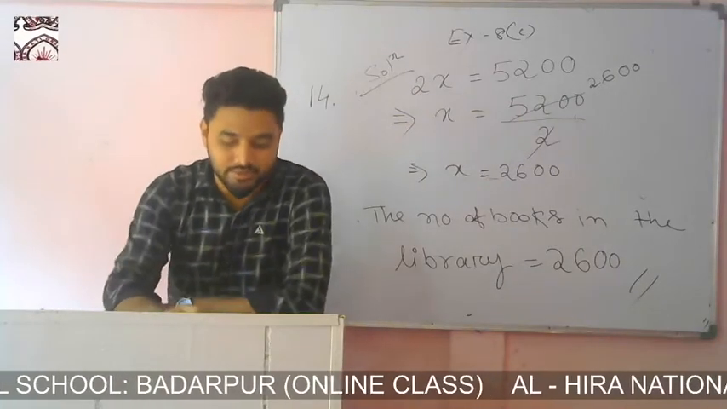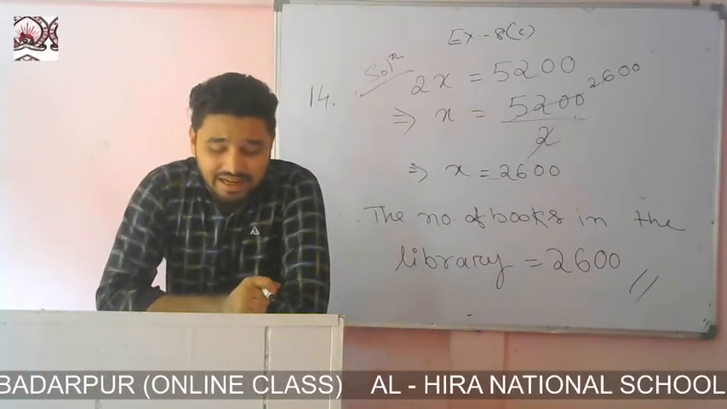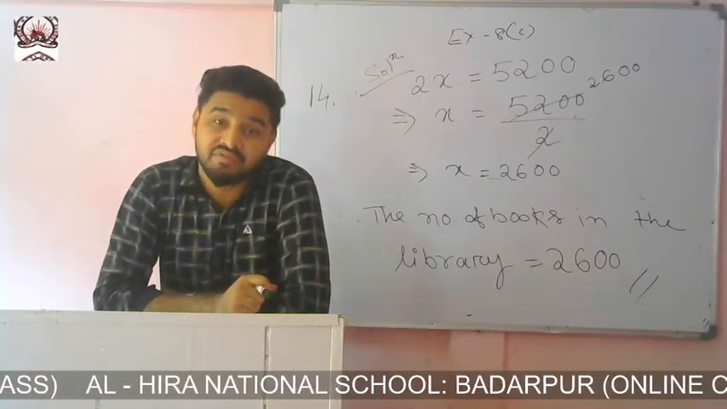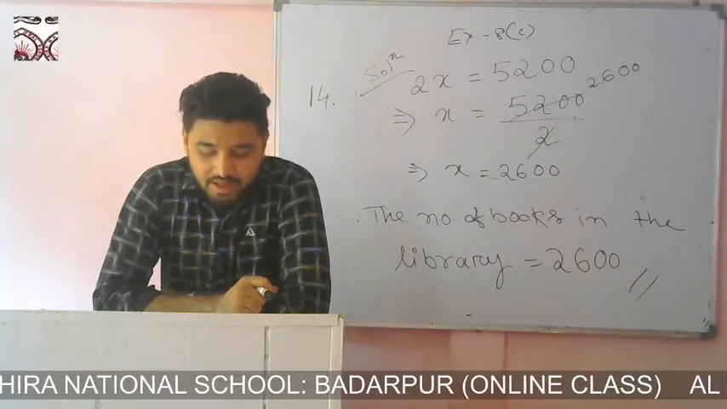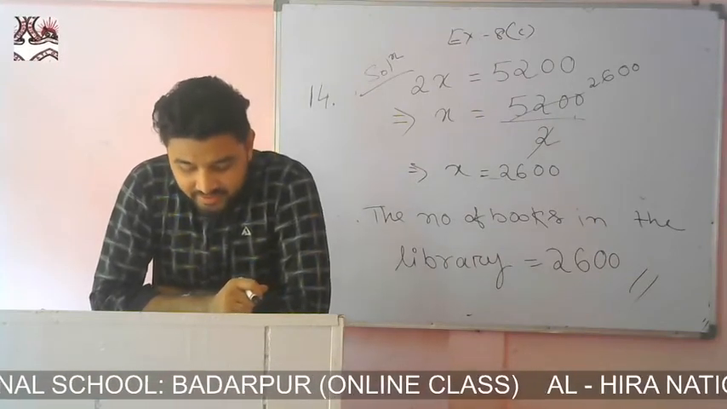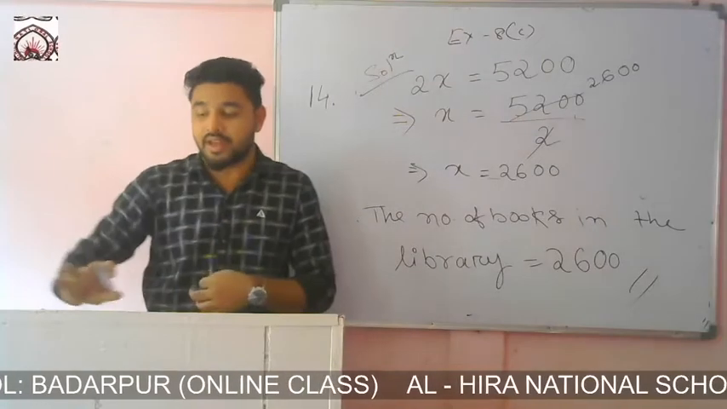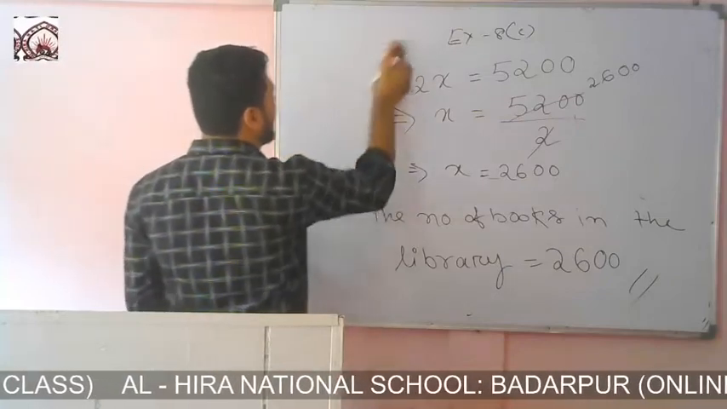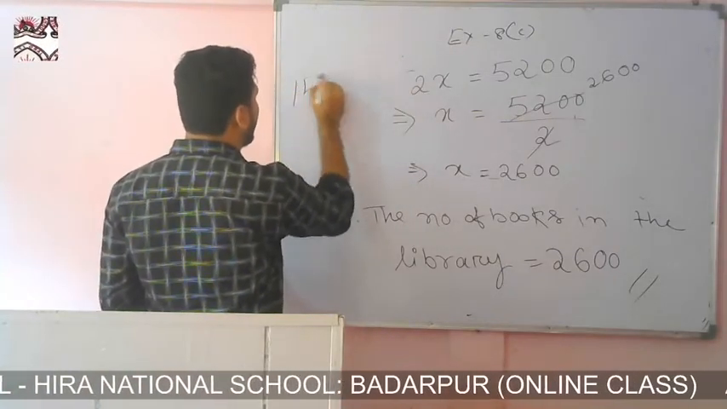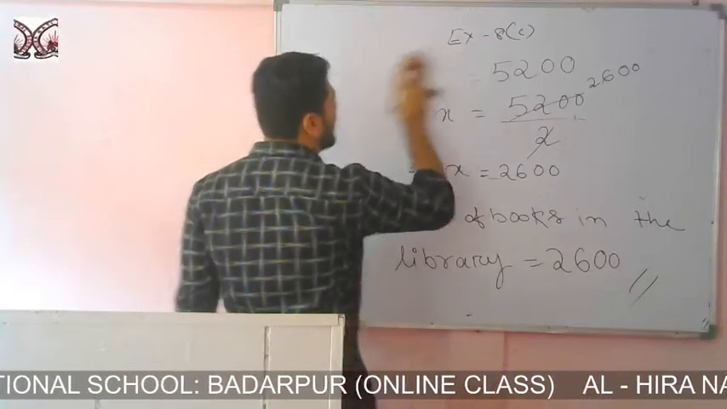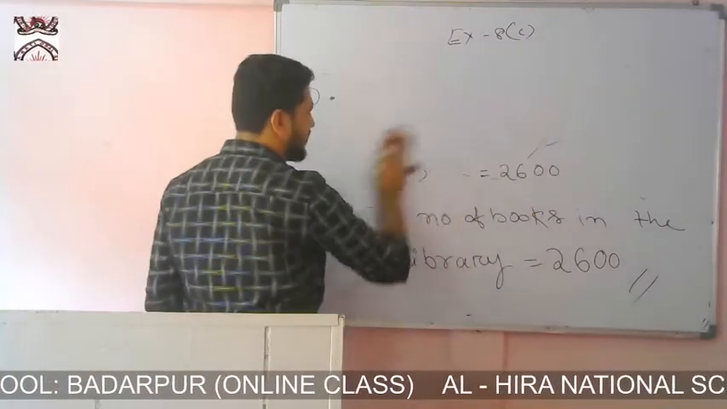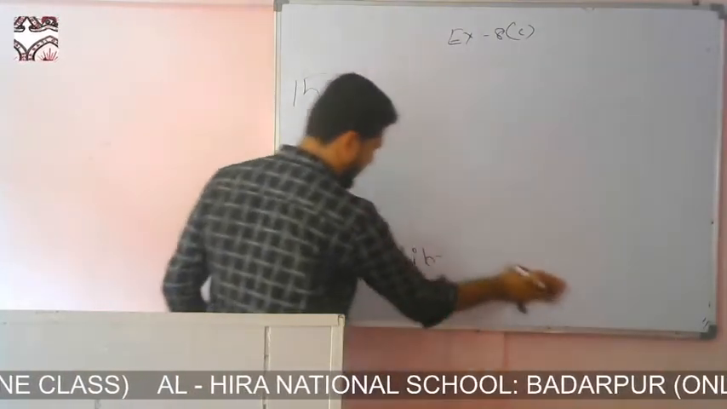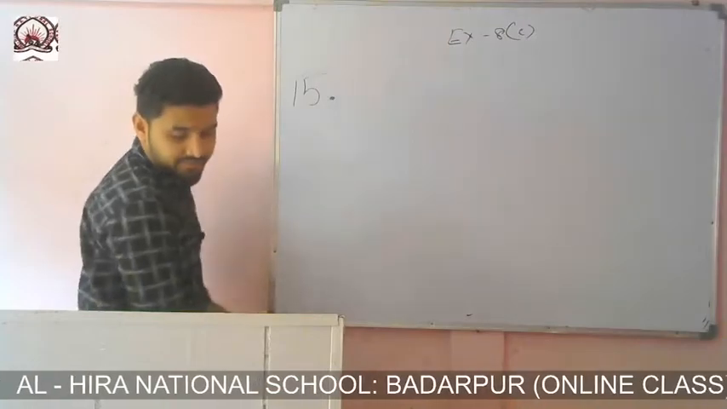Okay, you see question number 15 is given: half the length of Janice's garden is 15 meters. Half the length of Janice's garden is 15 meters. Find the length of the garden. Okay, so you see the solution. Write question number 15. Okay, you see question number 15.